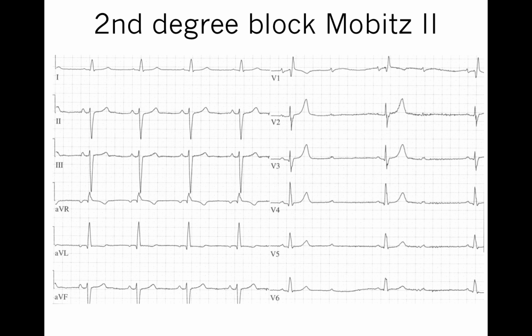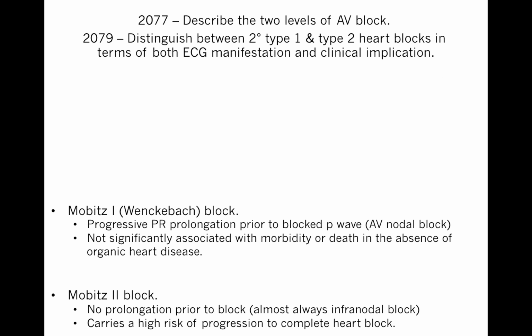The second type is Mobitz 2. So second degree Mobitz 2, and here we have a constant PR interval for all these beats. There is no prolongation, and suddenly there's a dropped P wave right here. Another P wave conducts, another P wave blocks. This is second degree type 2 AV block, also called Mobitz 2 AV block, and this has a high risk of progressing to third degree AV block, and thus has more serious clinical consequences.